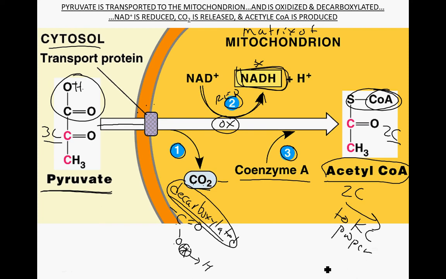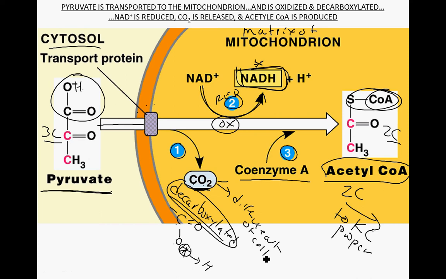So we oxidize and decarboxylate. Incidentally, this carbon dioxide that's here is going to diffuse out of the cell. If you are a mammal like us, it's going to diffuse into the bloodstream, then from the bloodstream into your lungs, and you're going to exhale it.